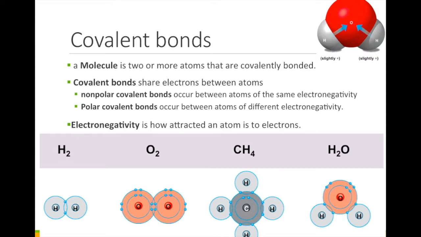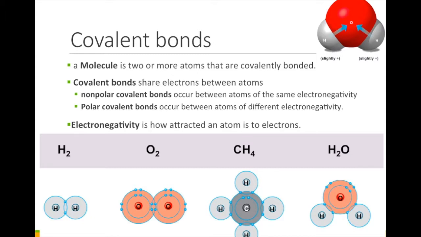This happens in a water molecule. Oxygen has a high electronegativity, and hydrogen is low. So oxygen is more greedy for electrons. This means that even though the electrons are shared, they're shared unequally. The electrons spend more time around oxygen than hydrogen.